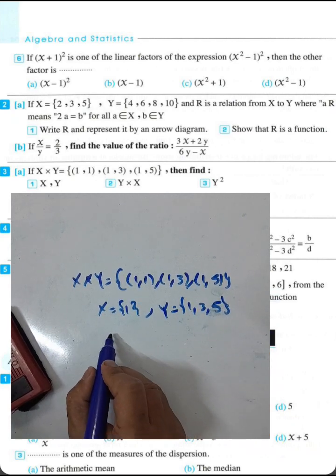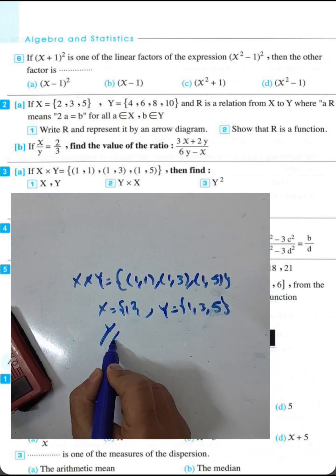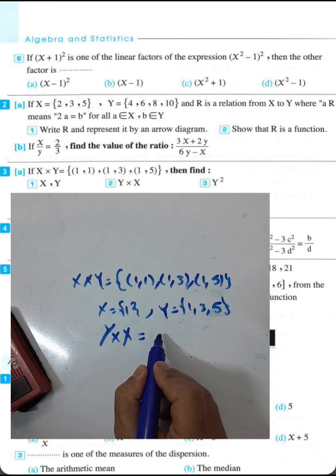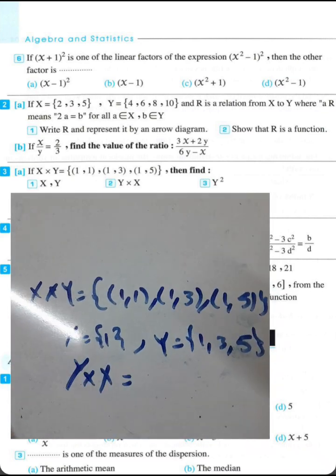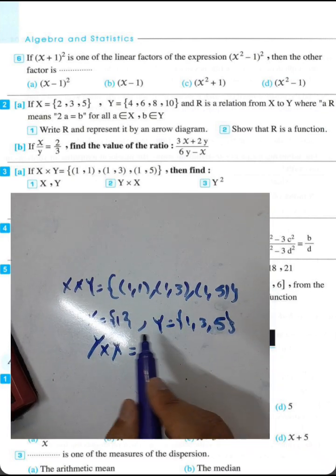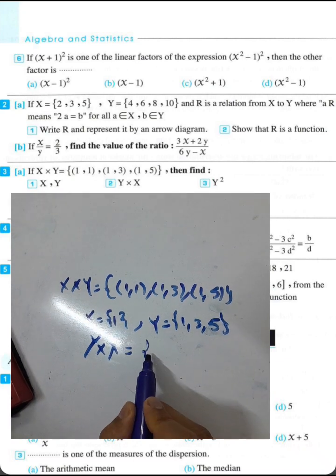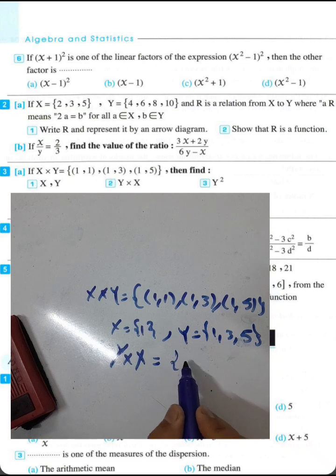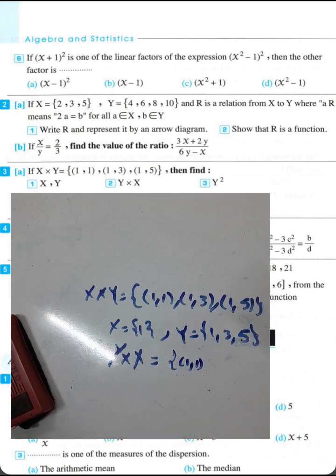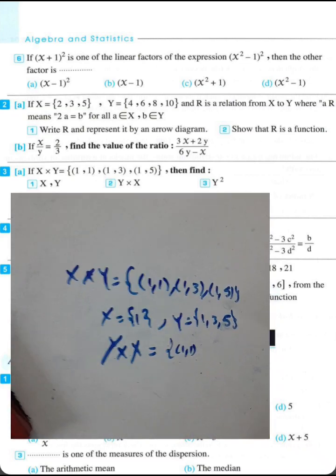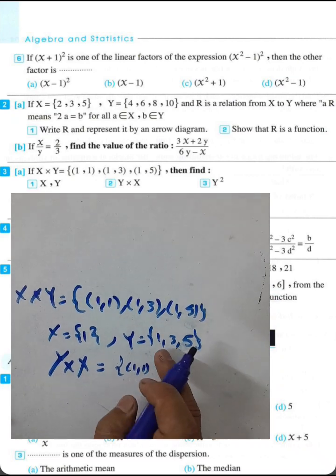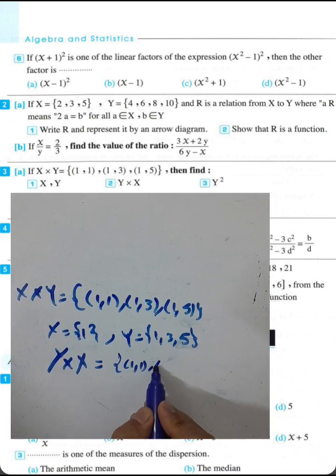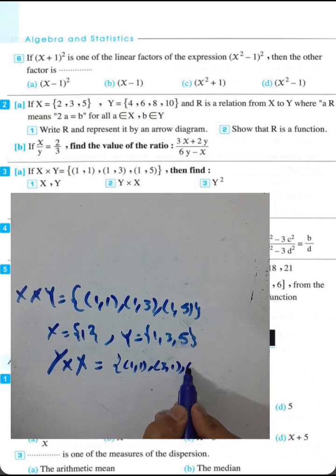And then we can find y Cartesian product with x. We can replace them, right? 1 and 1, 3 and 1, 5 and 1.